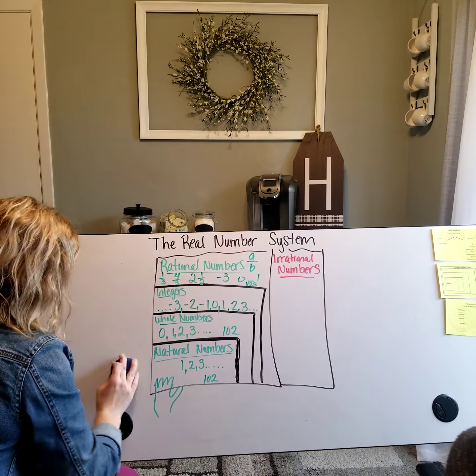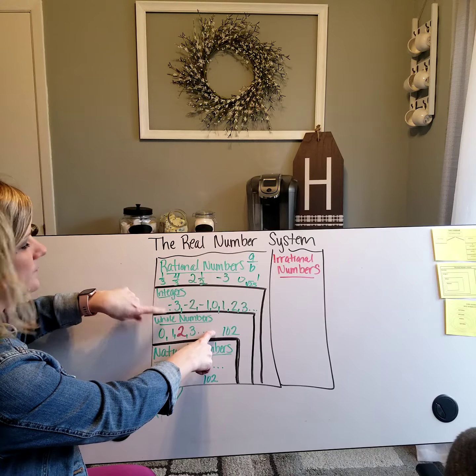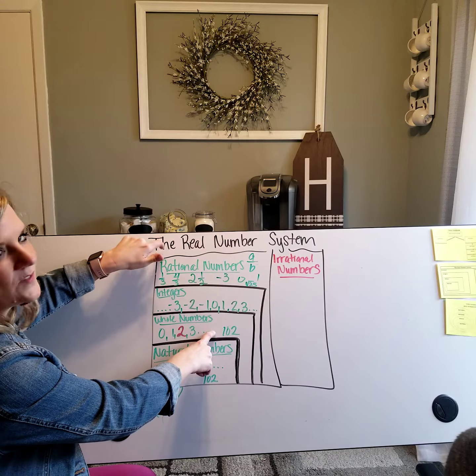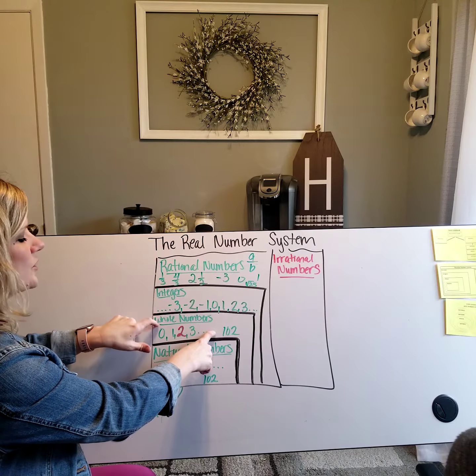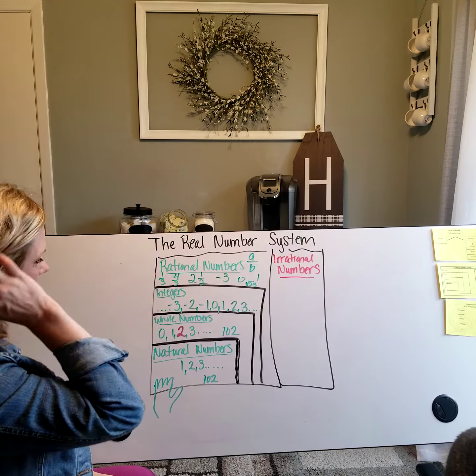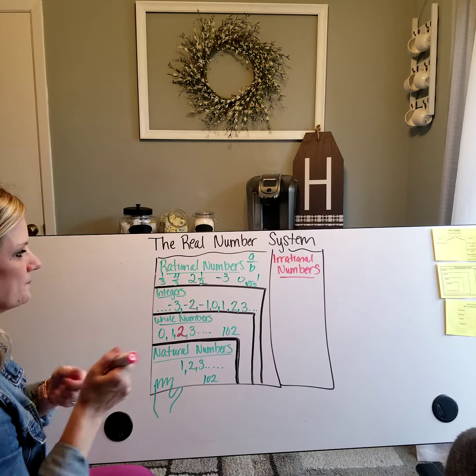What are the other things that 2 is? 2 is a whole number, but because it's a whole number, it's also an integer, it's also rational, and it's also real. So it's not just a whole number, it's an integer, rational, and real because it's in those boxes as well. Okay, what about negative?